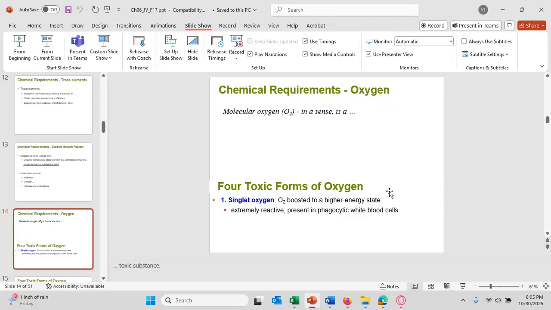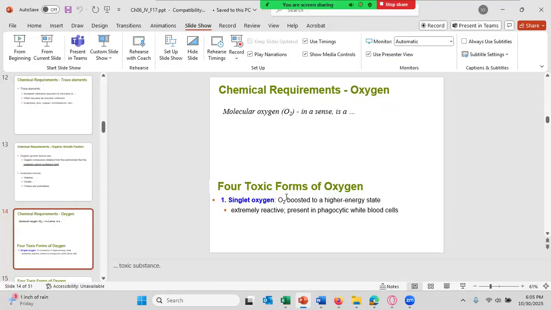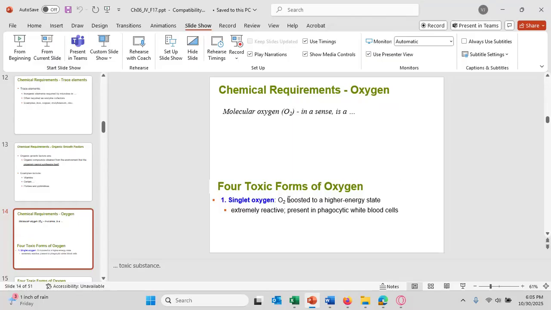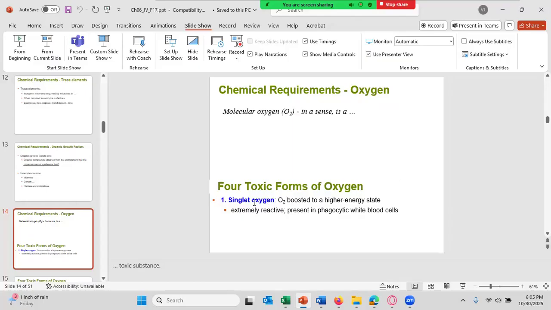One is singlet oxygen, where we have oxygen gas, and then the electron, or 2 of them, depending on what's happening, absorbs some energy, and then the oxygen becomes singlet oxygen, which can damage the cell. Singlet oxygen is one where the oxygen atoms are elevated to a high energy state.